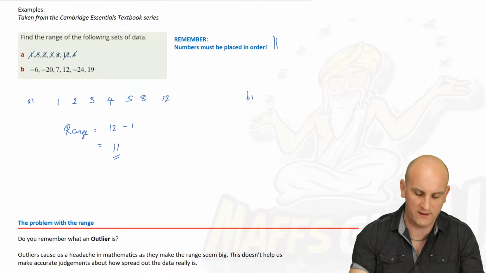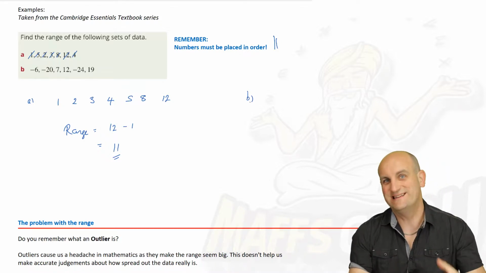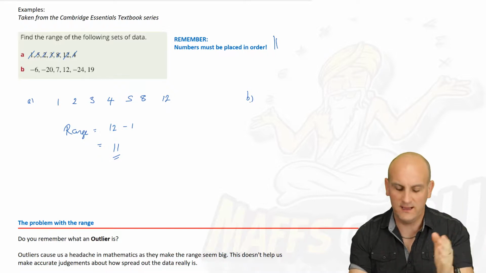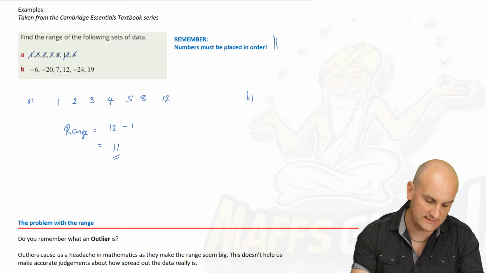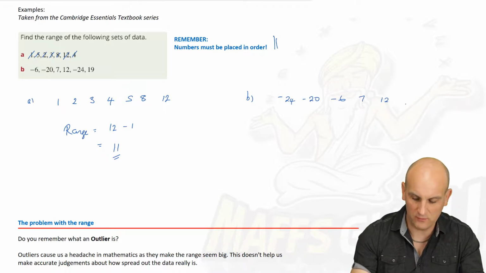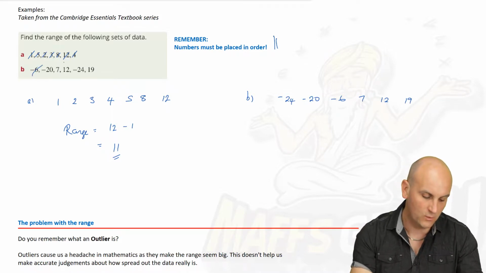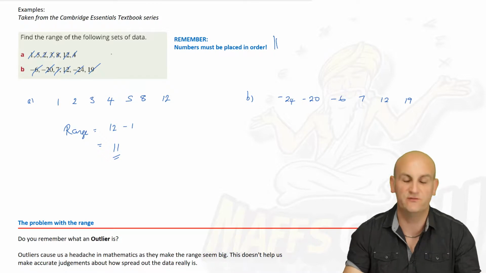What about part B? Ooh, evil Barry. They've thrown in negative numbers. Yuck. That's okay. We know where negative numbers fit on a line. So we're going to have that first one as minus 24, minus 20, minus 6, 7, 12, and 19. Again, let's just check. 1, 2, 3, 4, 5, 6 pieces of information.